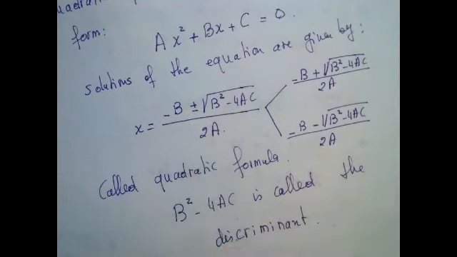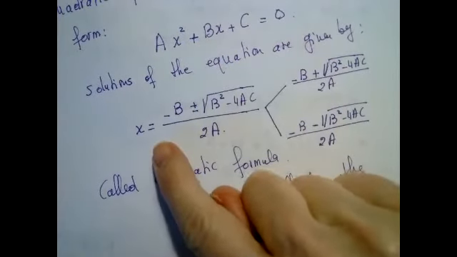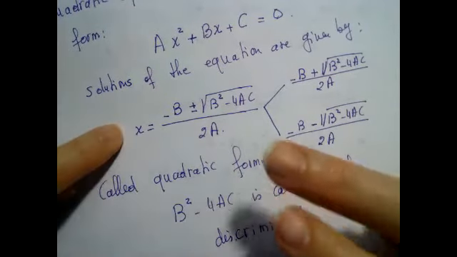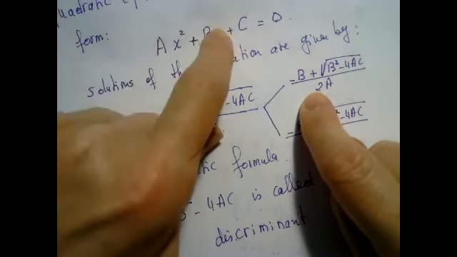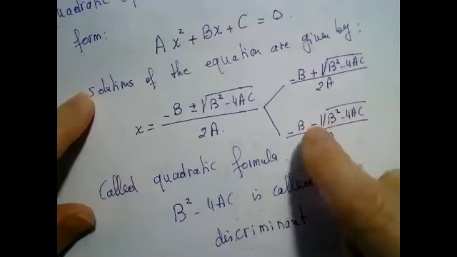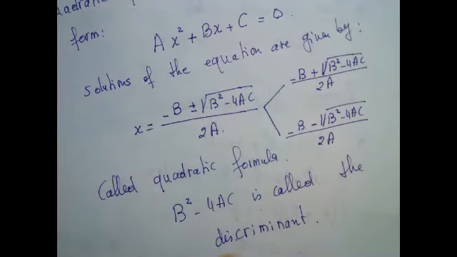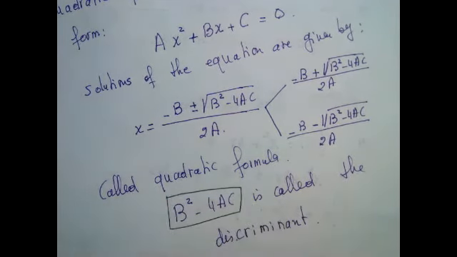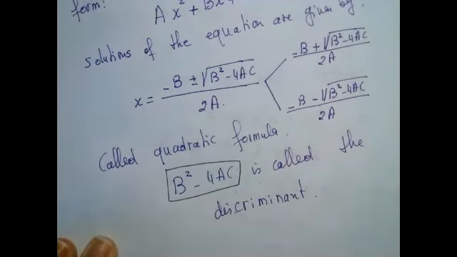So in this case, to find the values of x that make the expression 0, I have to use the quadratic formula. The quadratic formula tells me that we have two solutions. One is given by minus b plus the square root of b squared minus 4ac over 2a, and one given by minus b minus the square root. And the quantity b squared minus 4ac has a name, and it's called the discriminant. Okay, so let us practice this formula a little bit.